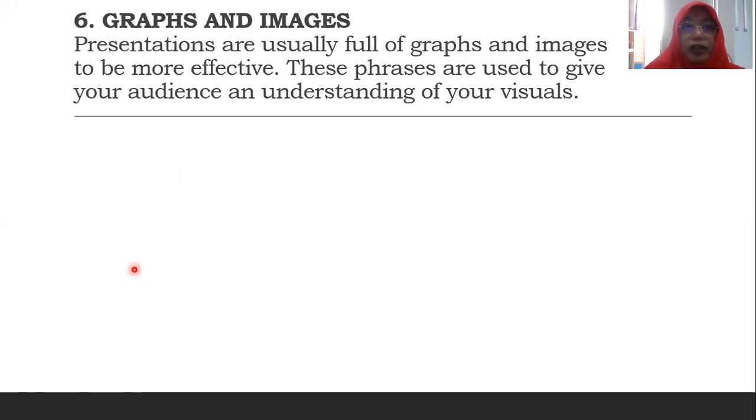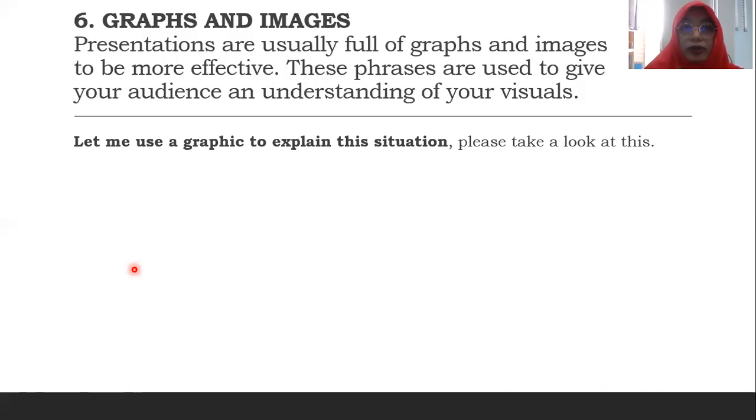Okay, the next one is graphs and images. So presentations, if you are doing a business presentation, for example, sometimes you have to use graphs and images to be more effective. So here are some phrases that you can use to give your audience an understanding of your visuals. Okay, so you can say, let me use a graphic to explain the situation. Please take a look at this.